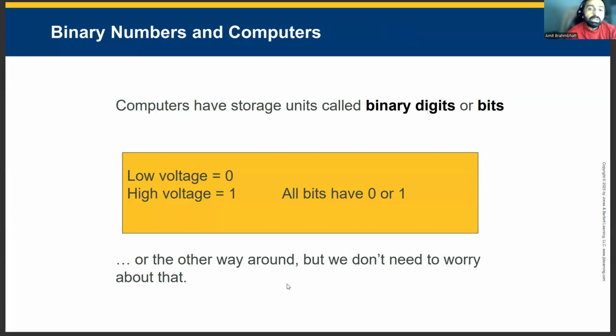Binary numbers and computers. Now this slide explains how binary numbers are physically represented in computers. A computer stores data using binary digits, or bits, where each bit corresponds to an electrical state such as low voltage or high voltage. The states are interpreted as 0 and 1, regardless of how high level information appears to users.